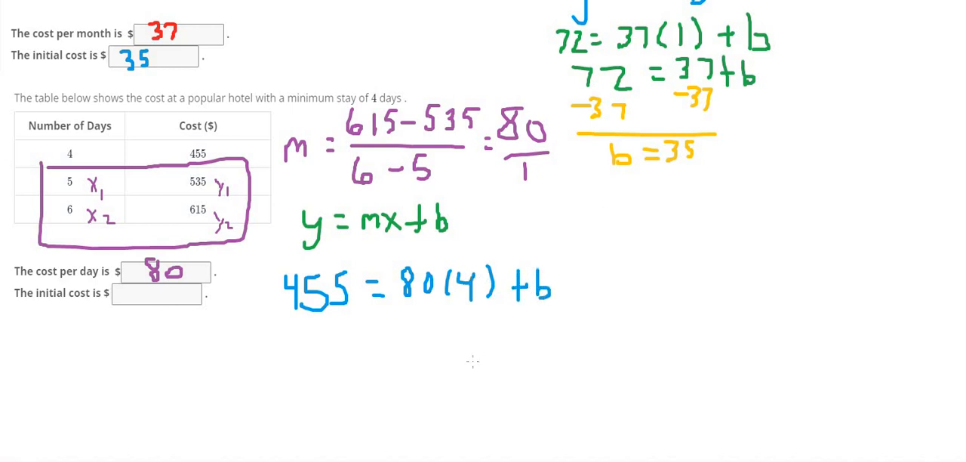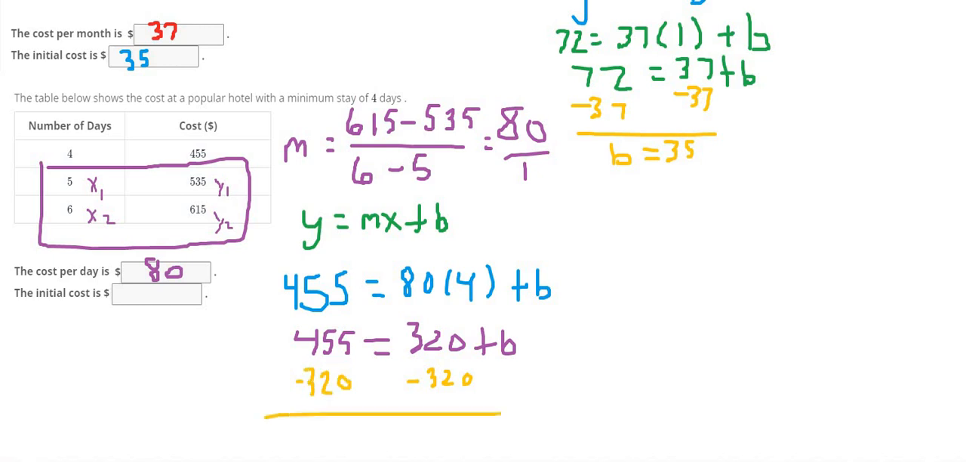So 80 times 4 is 320. Then we can subtract both sides by 320. And that's going to give us an initial fee of $135 for the b.